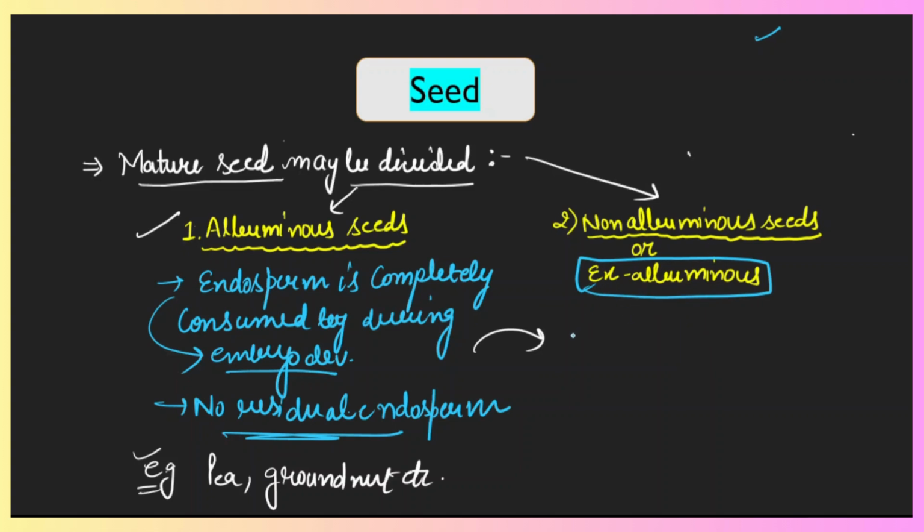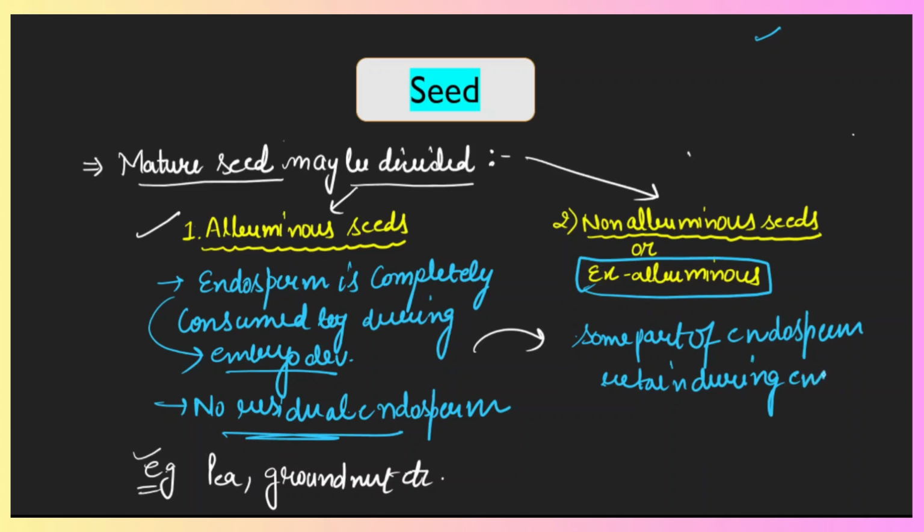So here, some part of the endosperm is retained during embryo development. Some residues are left during embryo development, and those kinds of seeds are called ex-albuminous or non-albuminous seeds. Okay, I hope the difference is clear to you all.